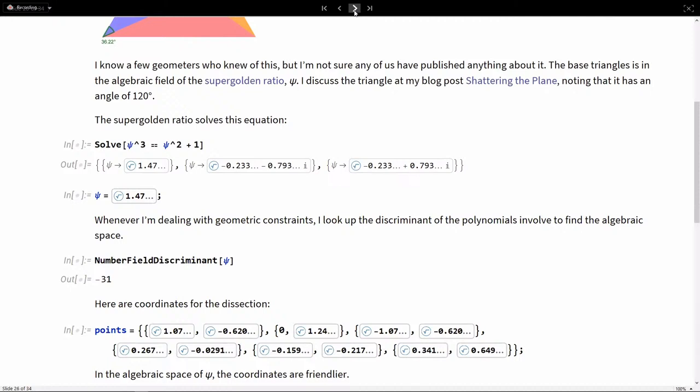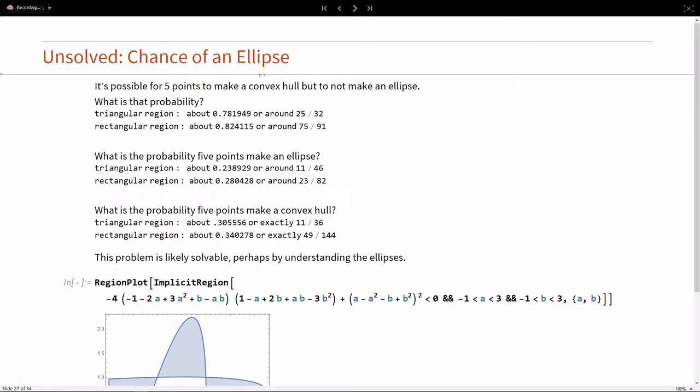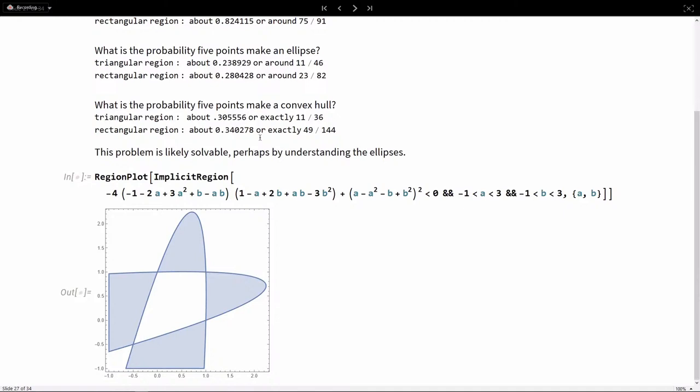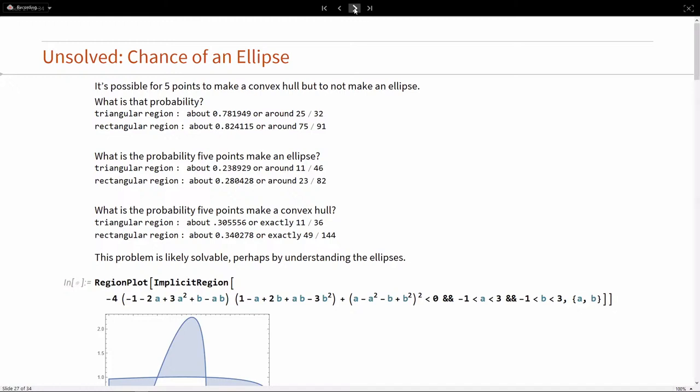I mentioned last time that the chance that five points will make an ellipse is still an unsolved question. So I figured I would mention that again since I'm doing a hodgepodge. What are the chances of five points making an ellipse? And you can see more details about that in my previous talk.